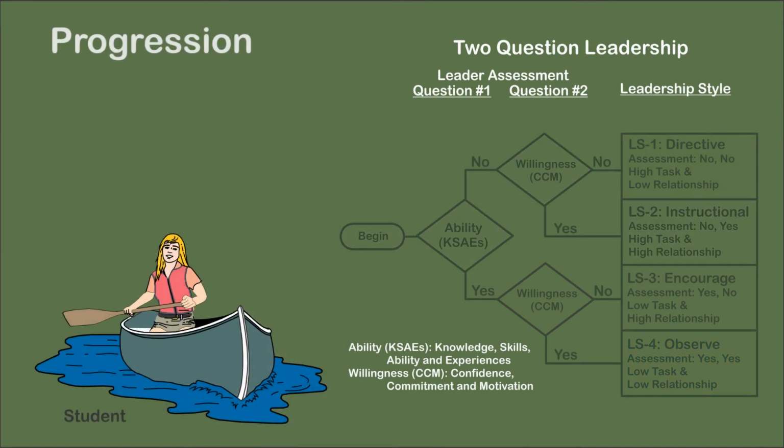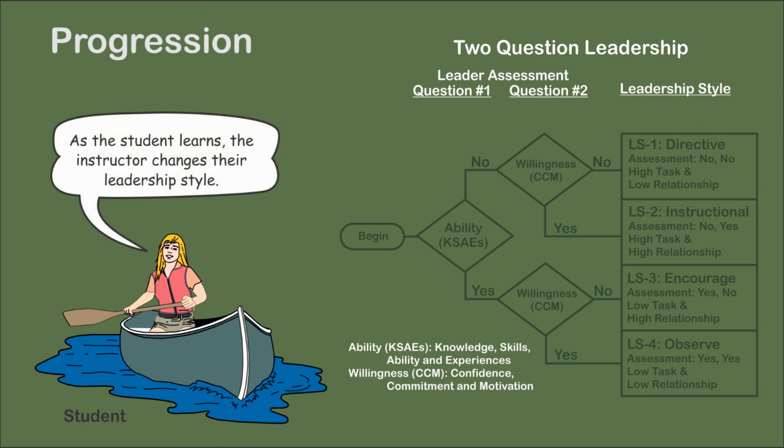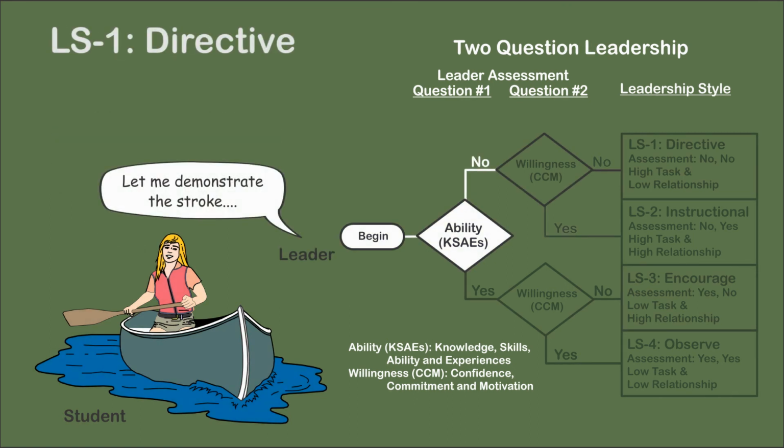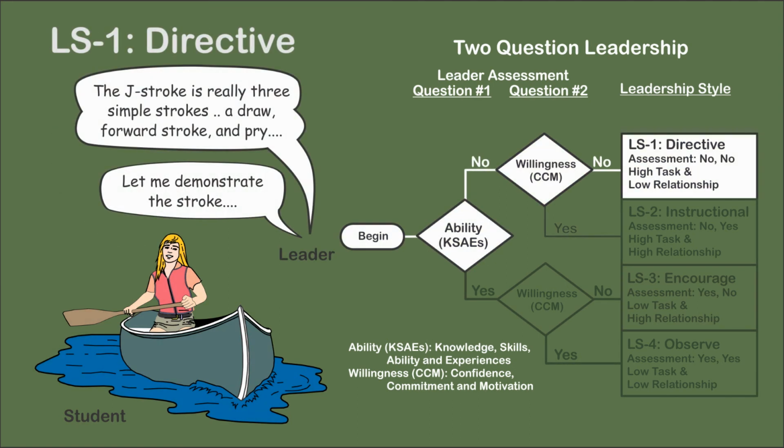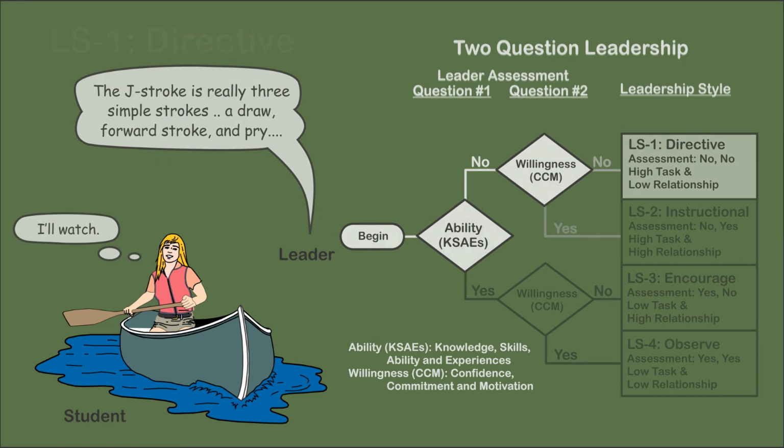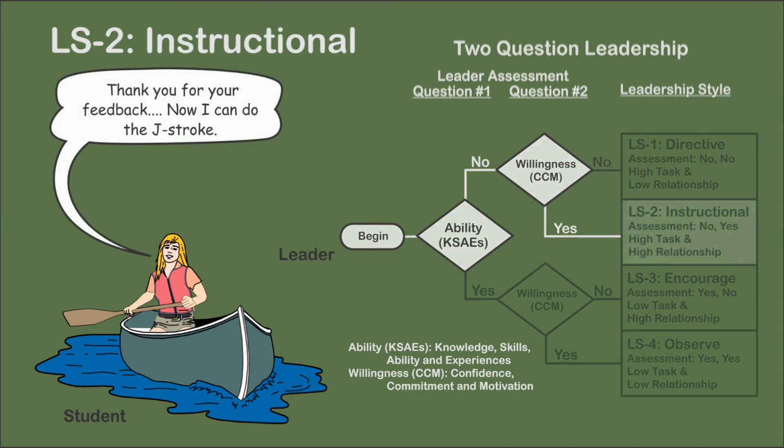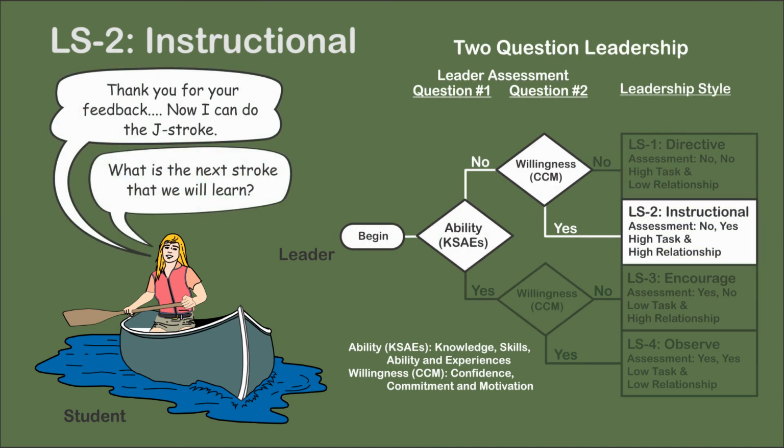The leader can and should change leadership styles as the follower learns. From the scenarios used, it is easy to piece together this progression. The instructor demonstrates the J-stroke. Little feedback is required. A student learning the J-stroke attempts to perform the stroke and needs the feedback of an instructional leadership style.